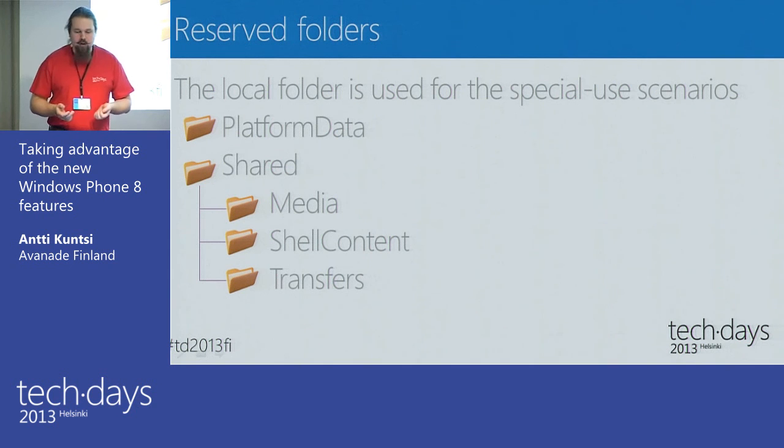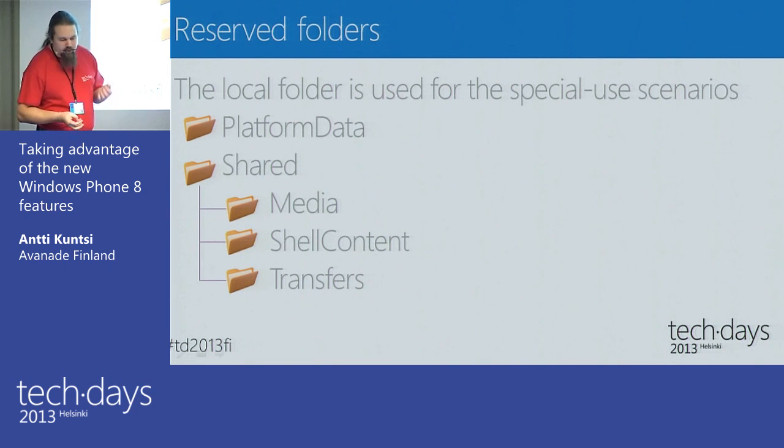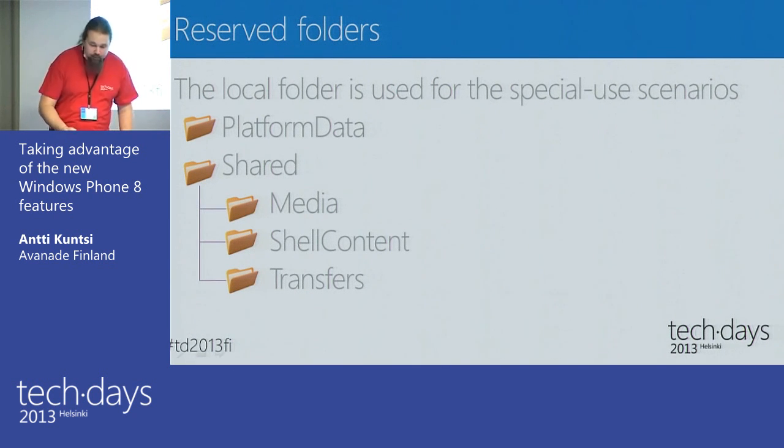So media is the part where you can put background images or album cover images for the universal volume control or the lock screen media display. Shell content is where you put your tile images for the background agents and actual shells. It's the only place where you can actually put them. And shared transfer is where, when you have a background transfer service in your application, that's where you are actually transferring the data. And then when you go back to foreground applications, that's where you retrieve the transferred data.